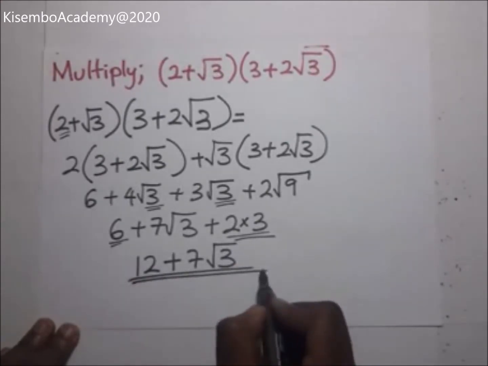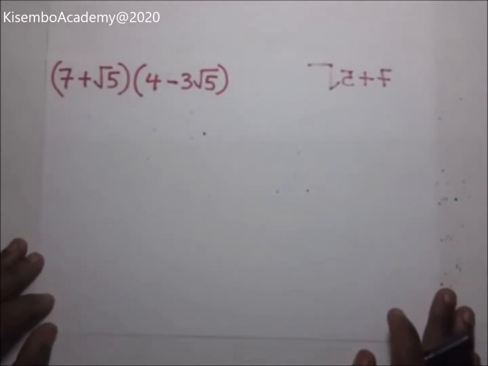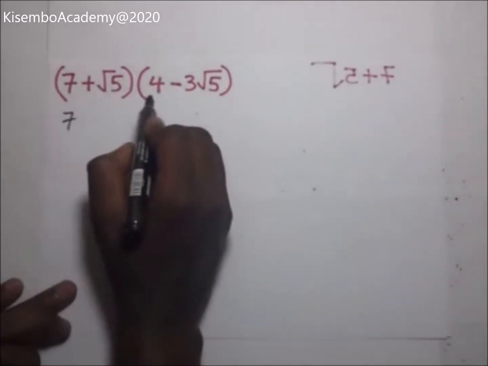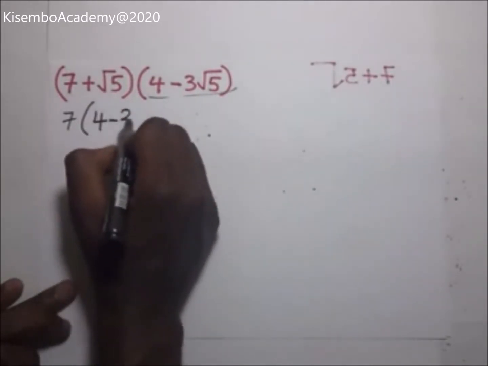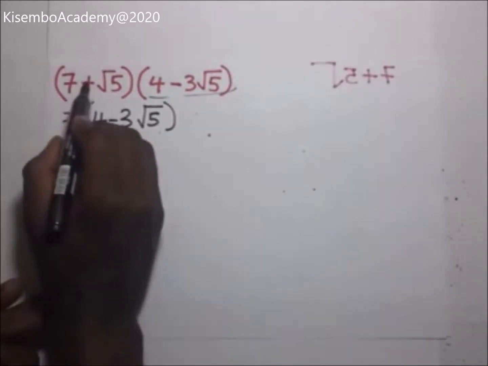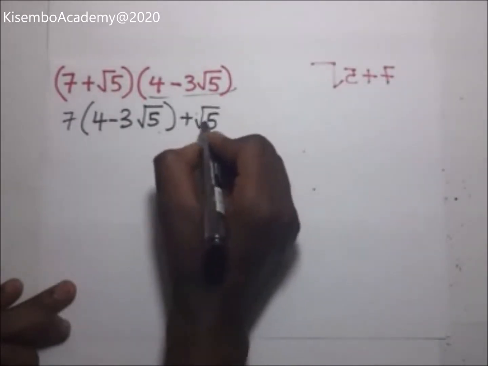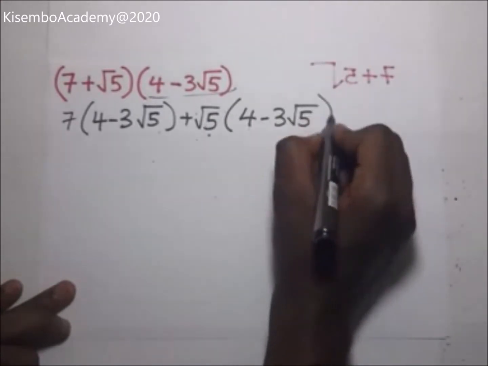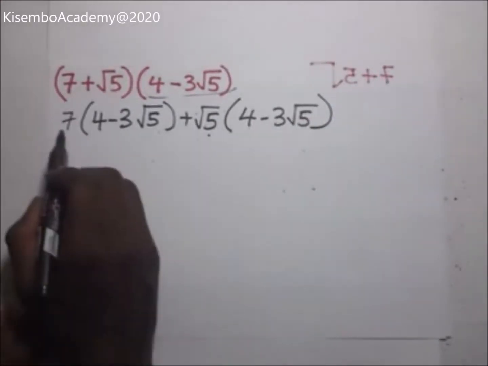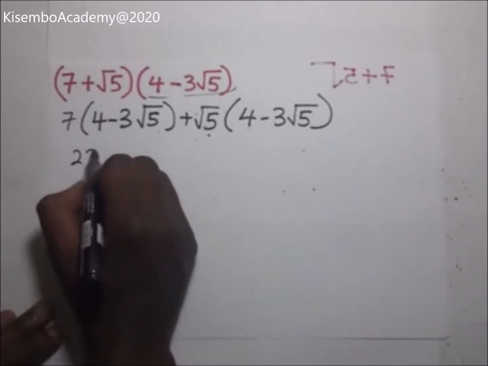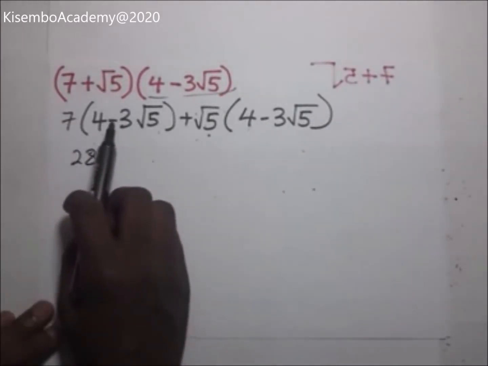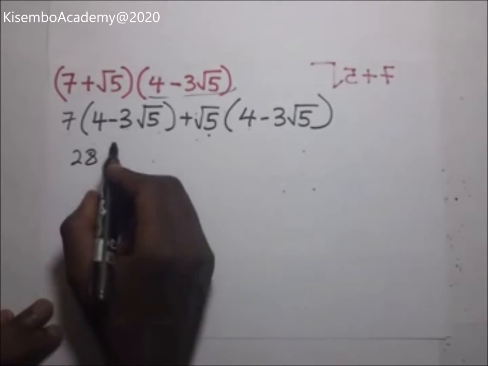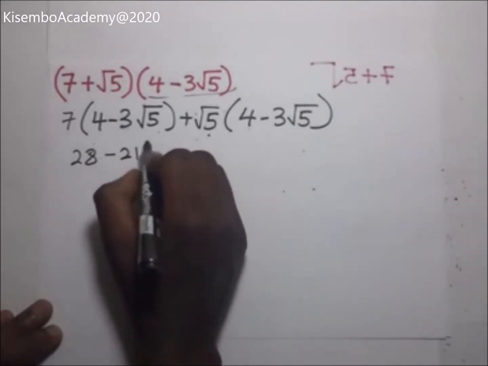And going on to the next we are still going to do the same as before. This is going to become 7 outside the brackets times this whole bracket, which is 4 minus 3 times root of 5, then plus root of 5 into this whole bracket, which is 4 minus 3 times the square root of 5. Again, we are going to go ahead and open brackets. 7 times 4 is going to be 28. Then now 7 times negative 3 root 5. So the whole numbers 7 and 3 multiply, and you're going to get minus 21 times root of 5.